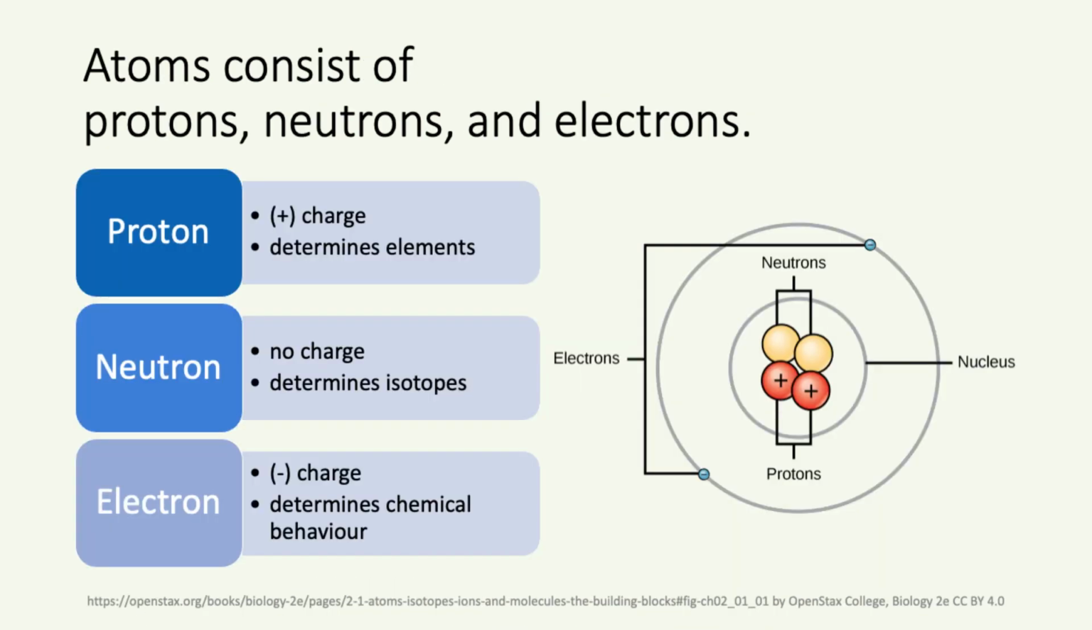Atoms consist of protons, neutrons, and electrons. A proton is a subatomic particle with a single positive electrical charge. Protons determine elements. A neutron is electrically neutral. Neutrons determine isotopes. An electron is a subatomic particle with a single negative charge. Electrons determine chemical behavior.